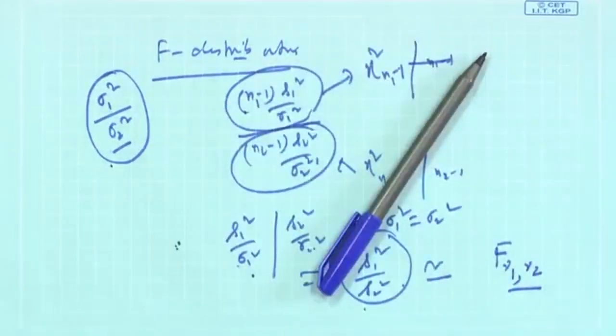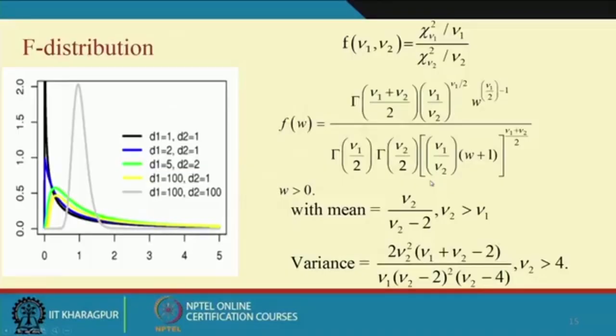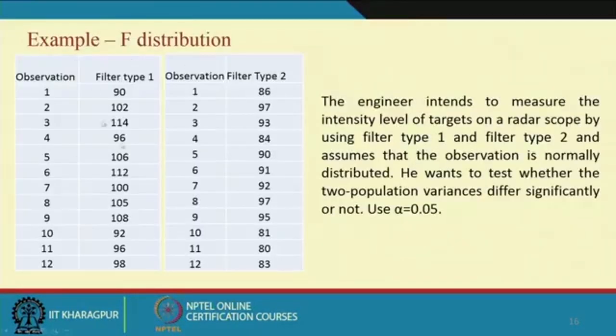Suppose you have a statistic which is the ratio of two chi square variables, each weighted by their respective degrees of freedom. Then the resultant statistic will follow an F distribution. The F distribution is a very complicated one in terms of its PDF, and it also depends on the degrees of freedom. If the numerator and denominator degrees of freedom change, then the F distribution's shape and size will also change. Okay. So, let us see the example.